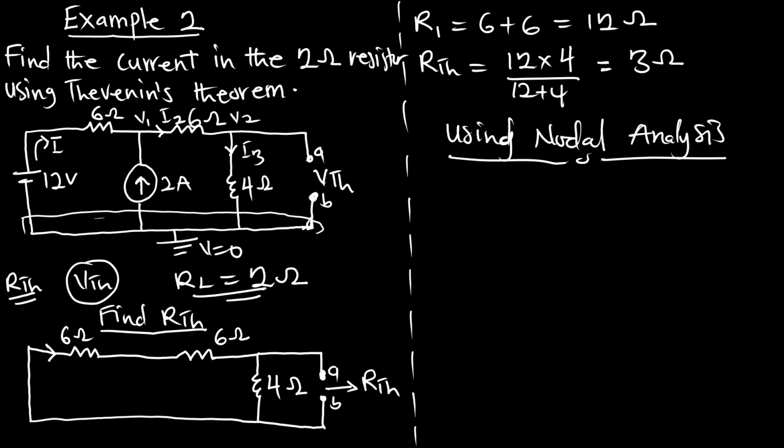Now, what do you see? We can write at node 1 where we have the V1. At node 1, we will write the KCL for that. That is going to be this current I plus the 2 amperes. They will be equal to the I2, right?